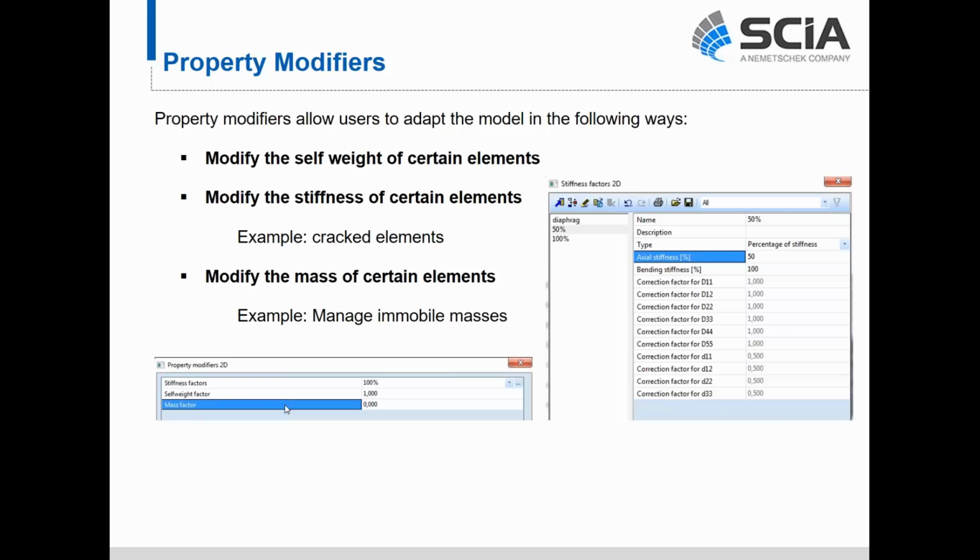We can also, again, modify the mass. In this case, we can manage immobile masses. So maybe the whole bottom of the structure is supported by something that we don't want to take into account. It's got mass, but it's not really going to vibrate. It's not really going to move in any direction during the modal analysis. So we can take that mass and lower it down to 0, such that these immobile masses aren't really taken into account. They're not really affecting the overall design of maybe the structure above.